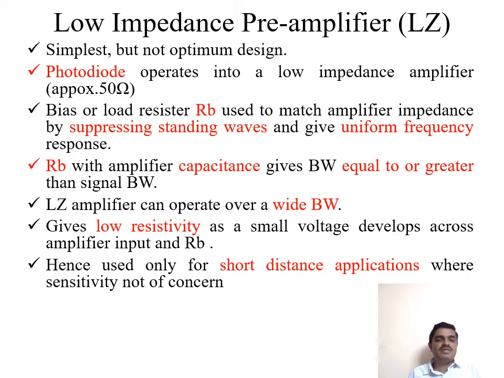A low impedance amplifier can operate over a wide bandwidth, and gives low sensitivity as only a small voltage develops across the amplifier input and RB. Hence it is used only for short distance applications where sensitivity is not a concern.